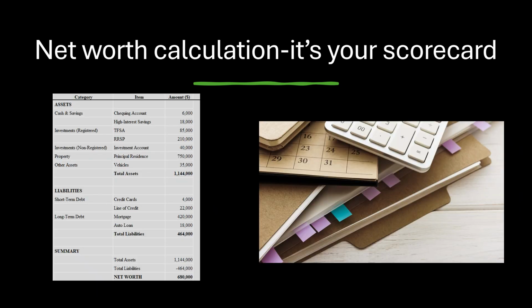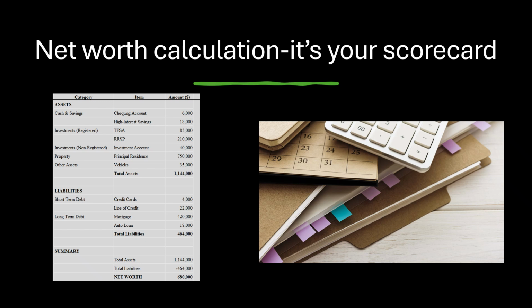Let's talk about net worth, and don't worry, it's way simpler than it sounds. Net worth is basically your financial scorecard. It shows the difference between what you own and what you owe. That's it. The formula is really straightforward. Net worth equals assets minus liabilities.